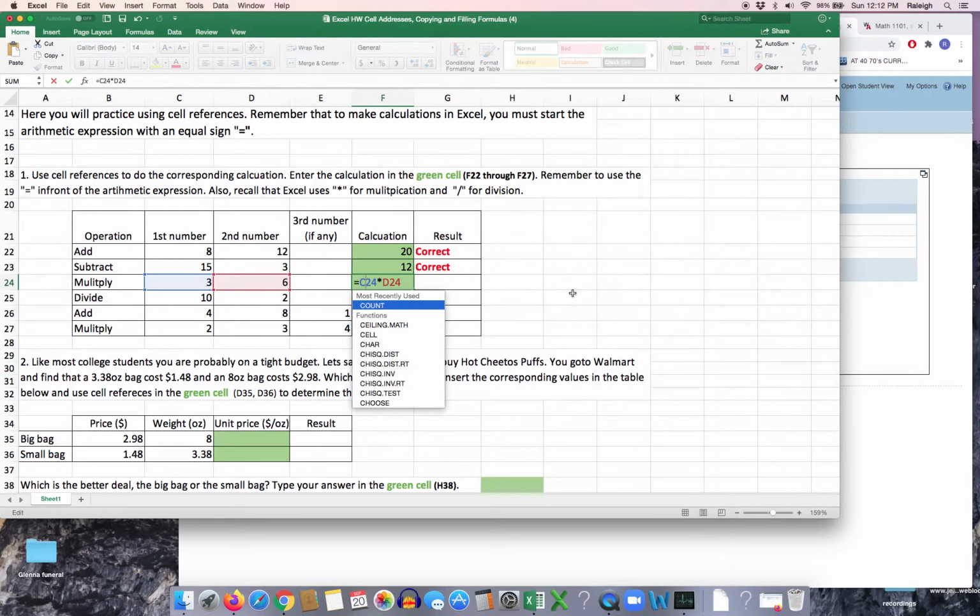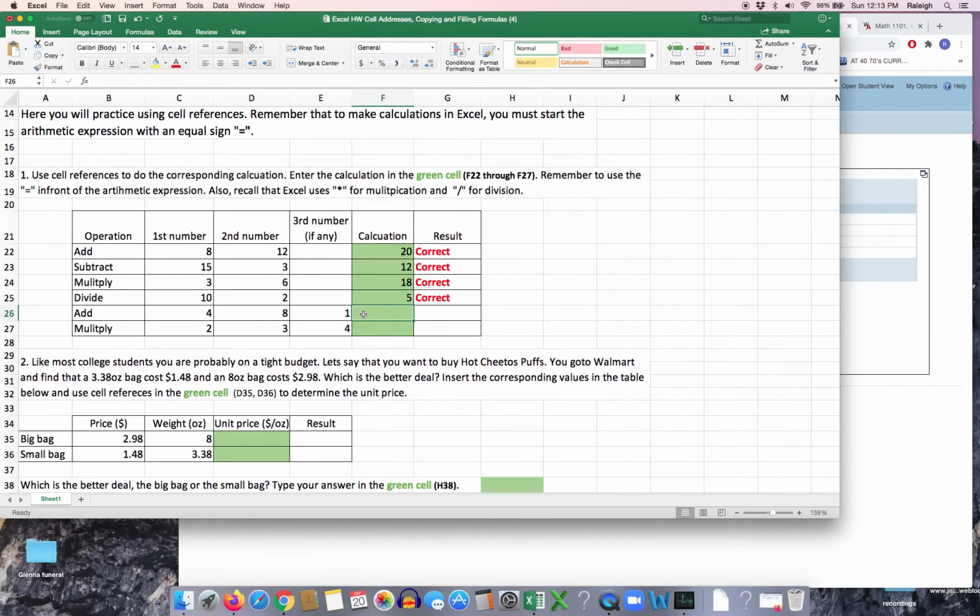Let's go through the rest of these too. And now we're down to C25 divided by D25. Make sure you always start with the equal sign. C, okay, it looks like it's already, nope, not capital. So it's capital C25 divided by D25 and hit return. Yes. 10 divided by 2 is 5.